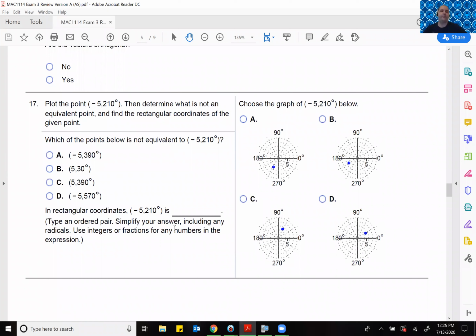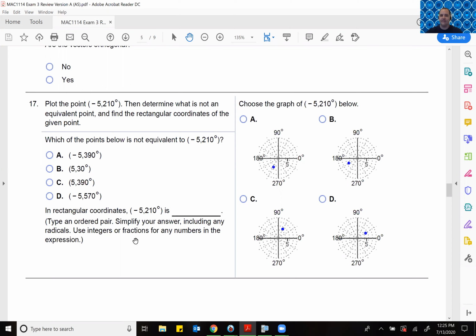So it says plot the point, okay, -5, 210 degrees, so that's the polar coordinates. And then we want to determine some other equivalent points. And then we want to provide the rectangular coordinates for this. Okay.